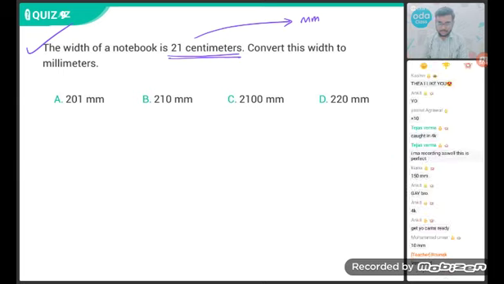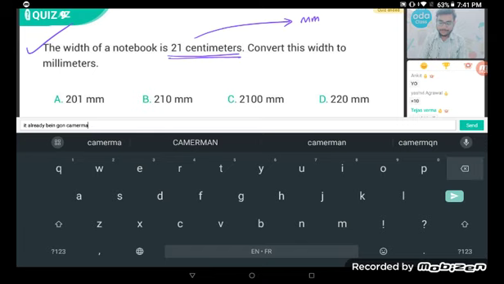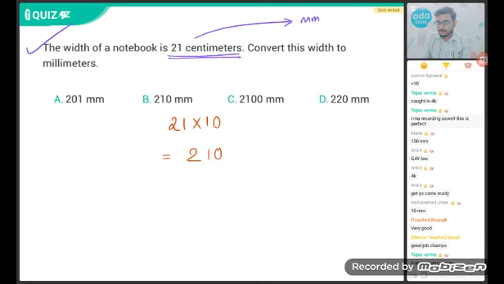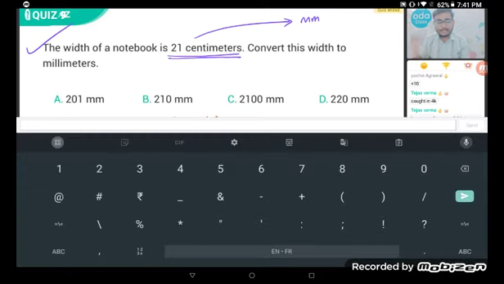So what is the answer? Done. Okay, Ayush Raj, very well done. Great performance, my dear student. What you have to do? Multiply 21 into 10. What is the answer, children? 210. Yes.